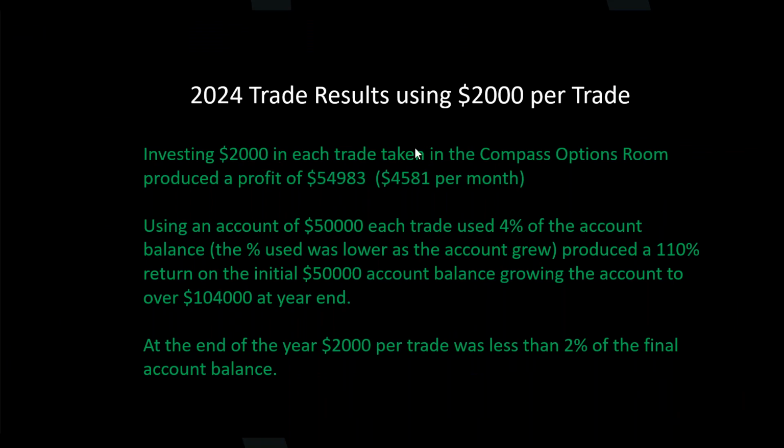2024, $2,000 in each trade produced about $55,000, slightly less, $4,500 a month. And it's important to understand that the profitability is more dependent on what the market's doing when you're making these trades. If you get choppy trades, your profits are going to be lower because you can't stay in trades as long. When you get a nice trending market, then they're going to be higher.